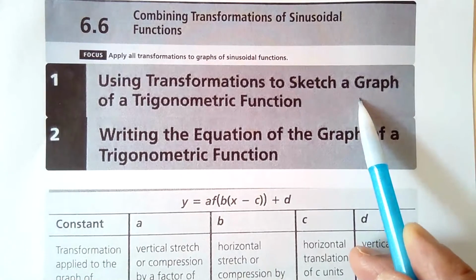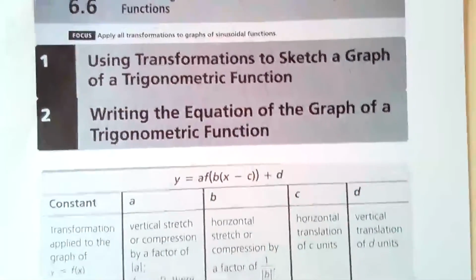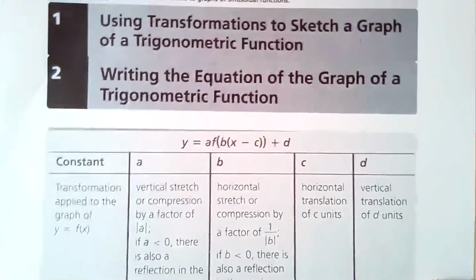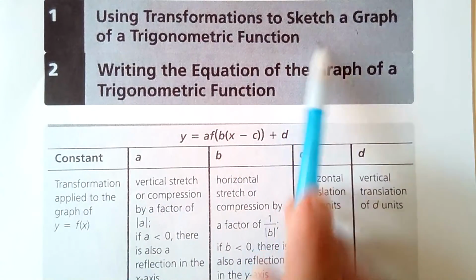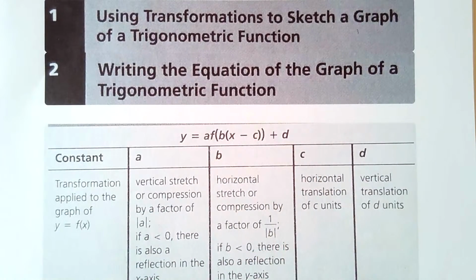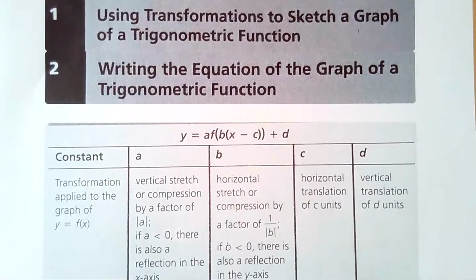So the first part, we've been sketching so far, sketching a transformation. So we sketched a sine transformation. Today we'll sketch a cosine. And the final part of this lesson, we're looking at writing the equation of the graph of a trig function.